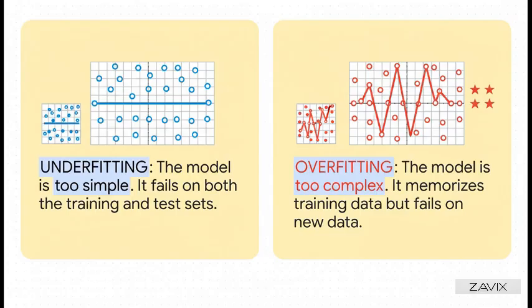But getting a model to generalize well? It is a balancing act. On one side, you have something called underfitting. That's when your model is just too simple. It completely misses the important patterns and does poorly everywhere.